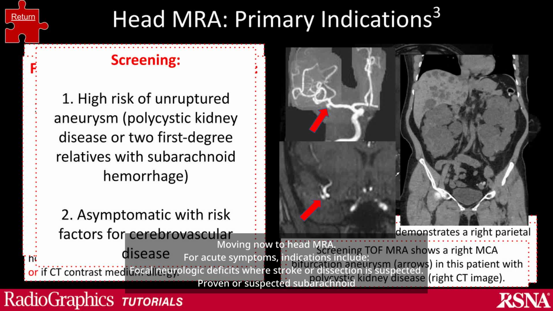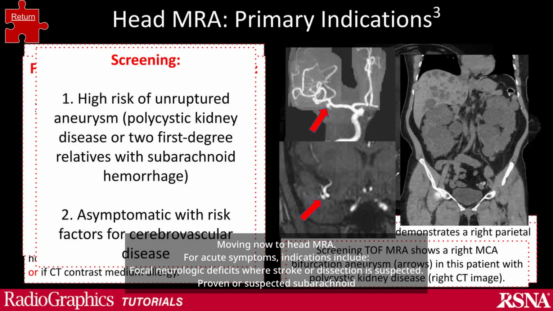For acute symptoms, indications include focal neurologic deficits where stroke or dissection is suspected, proven or suspected subarachnoid hemorrhage. In emergency settings, CTA may be favored if imaging is needed within minutes, whereas MRA is appropriate when a slightly longer time frame is acceptable or when CT contrast is contraindicated.